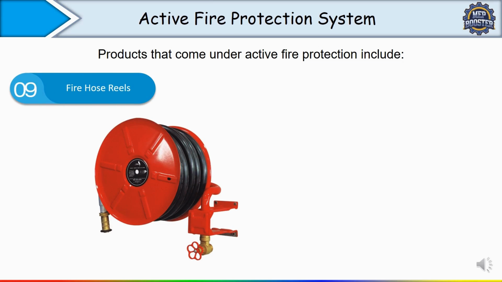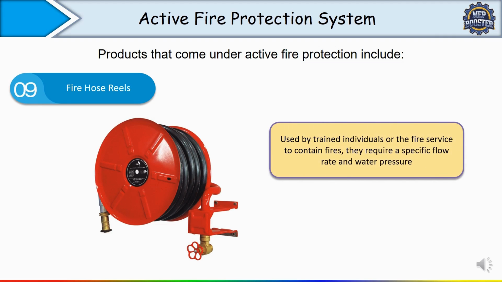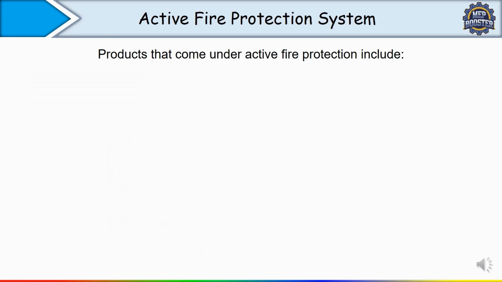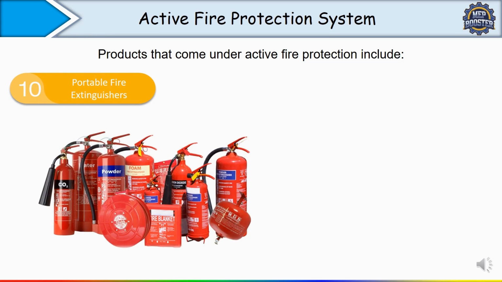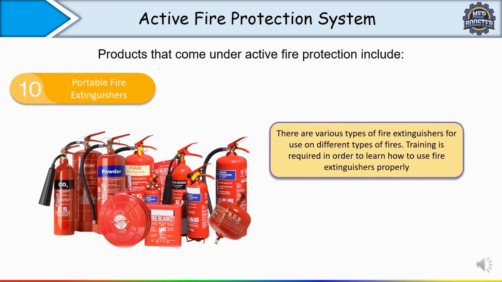Then see the fire hose reel shown here. A fire hose reel provides a manually operated water source for firefighters or building occupants to combat small fires. Okay, here you can see the hose reel shown in this figure. This reel contains a hose connected to a water supply and a nozzle attached to the hose for directing the water flow. Simple. Then see the portable fire extinguisher, another component of active fire protection system, which allows individuals to manually extinguish a small fire before it grows larger.